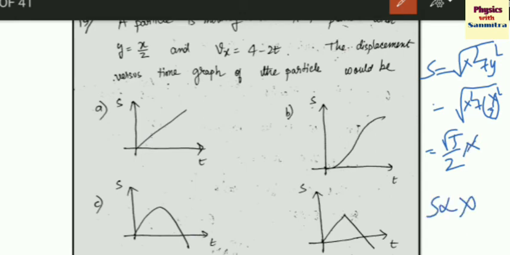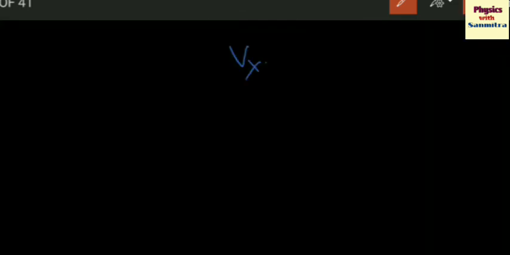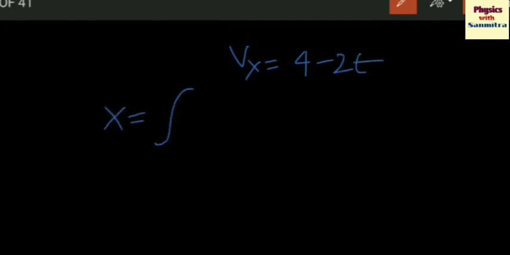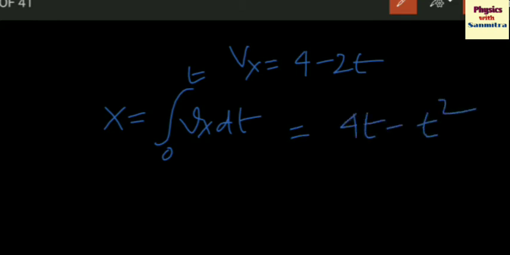Now what is Vx? Vx is equal to 4 minus 2t. So I can write x will be equal to integration of Vx dt from 0 to t. So I can directly integrate this, that will be 4t minus t square. I'm not showing the integration properly because I have already shown so many integrations. So 4t minus t square, see, 4 is t to the power 0, and 2t will become t square. Now what will be the 4t minus t square graph?